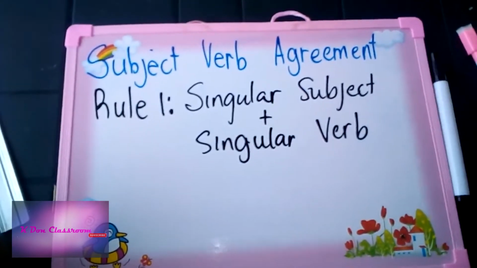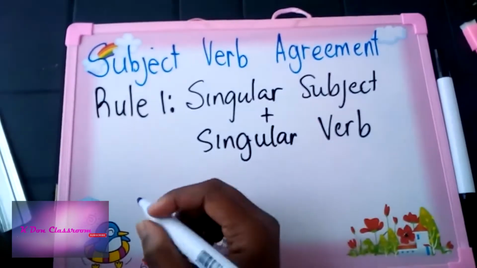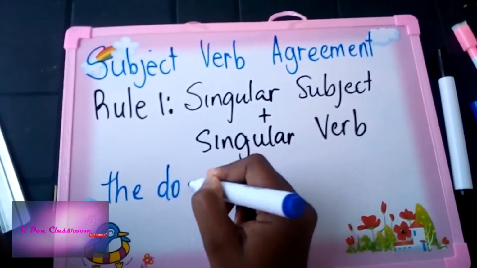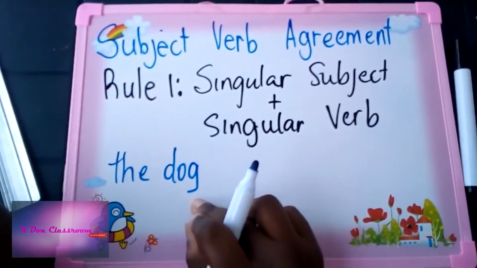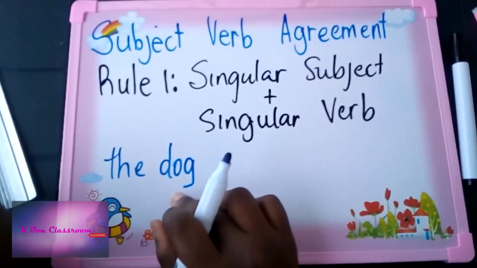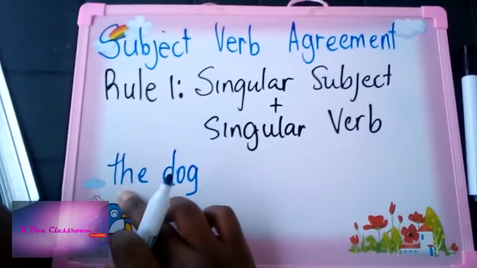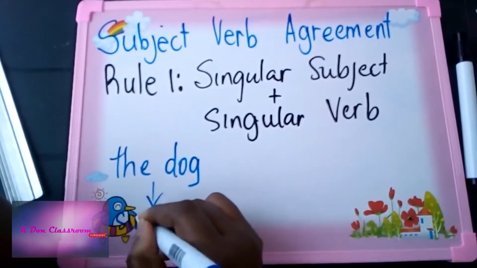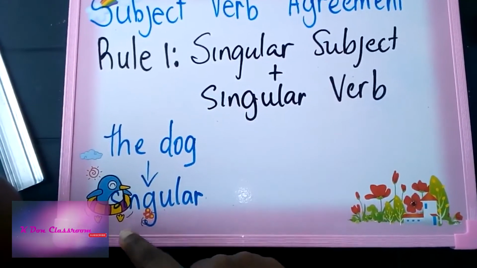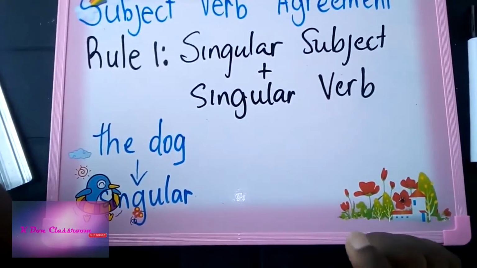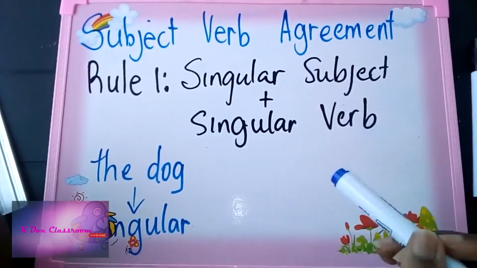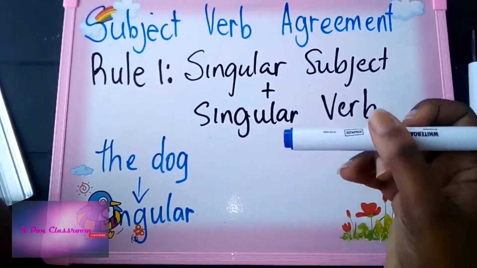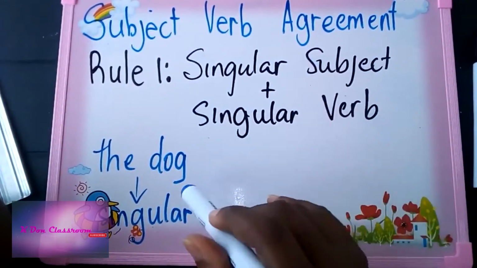What do I mean by that? Let's go with the dog that we had before. So the subject, the dog. How many is dog? The dog. We can see that this is one dog. Therefore, this subject is singular. The dog is singular because it is only one dog. So it means that the verb that we're going to use with the dog must agree. It must be singular as well.